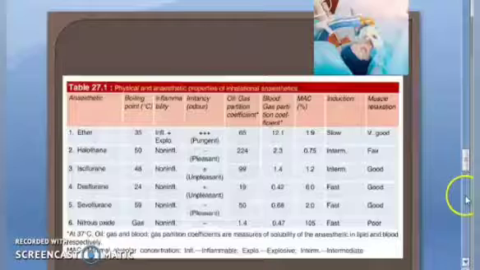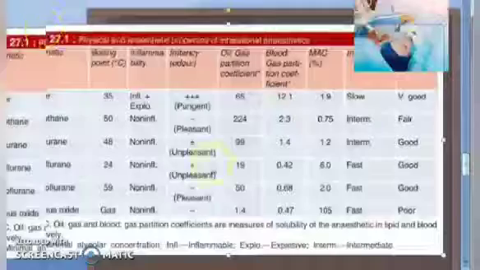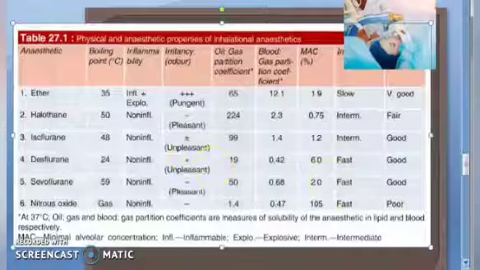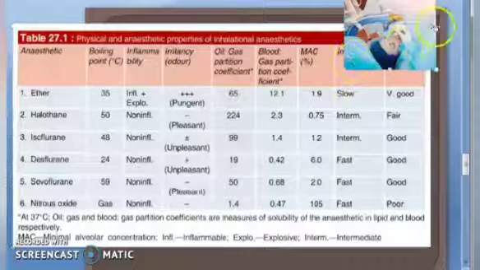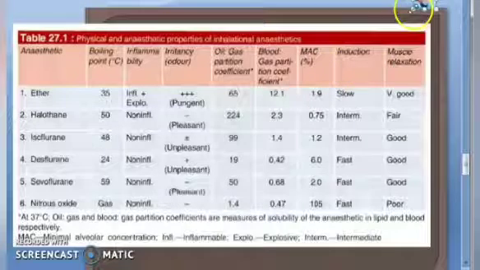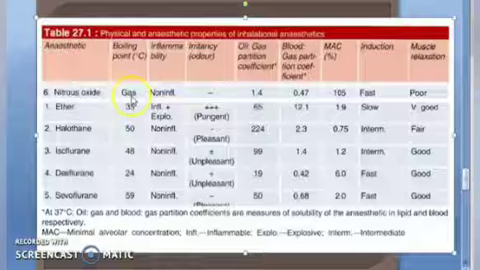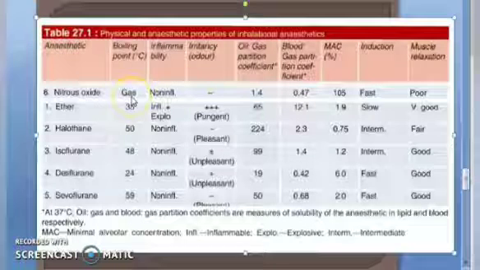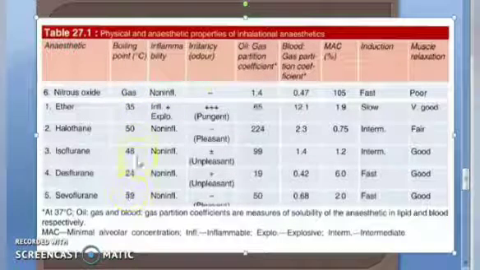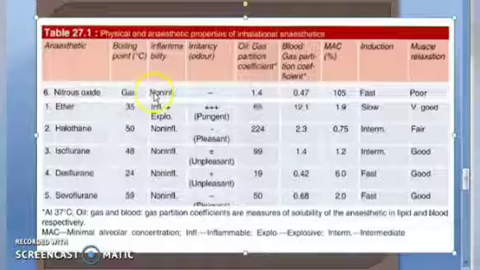There is one table here, if you want you can look at this, and here it will tell you the differences. Just see if you can understand anything in this table. Nitrous oxide is gas, correct? Everything else is volatile liquid.